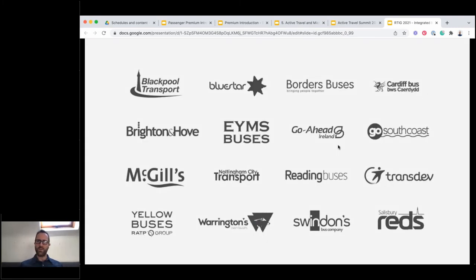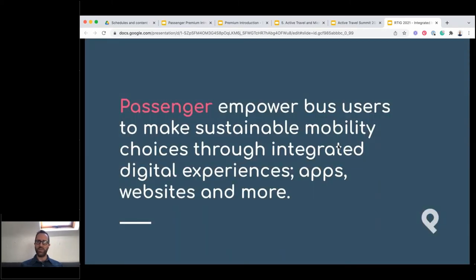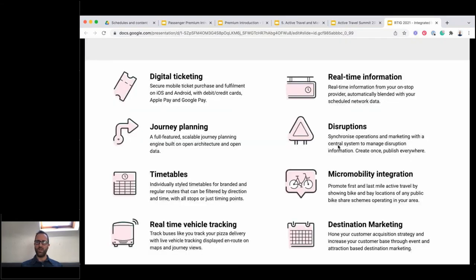Just a quick bit of background on Passenger as an organisation. We are currently working with about 80 or so bus companies up and down the UK, some of which I'll be chatting about in this presentation. As a mission statement, we are here to empower bus users to make sustainable mobility choices through integrated digital experiences, apps, websites, and more. I thought it was quite interesting that as a mission statement, we have the word integrated in there. And obviously, that's the topic of the discussion today.